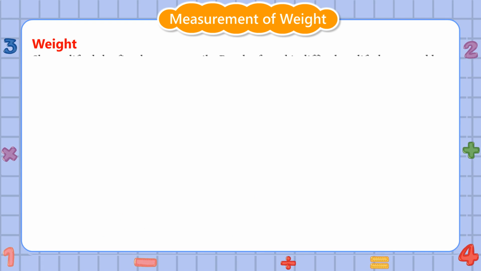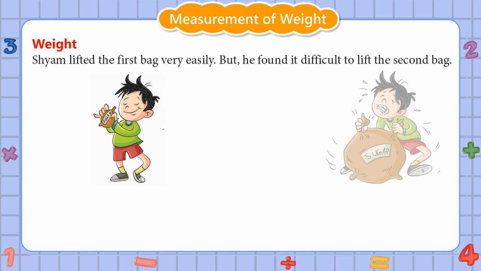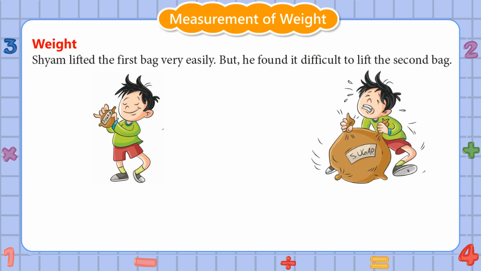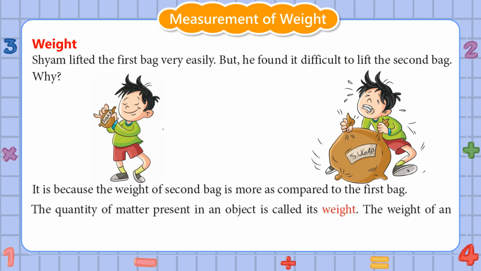Weight. Shyam lifted the first bag very easily, but he found it difficult to lift the second bag. Why? It is because the weight of the second bag is more as compared to the first bag. The quantity of matter present in an object is called its weight. The weight of an object tells us how heavy or light the object is.